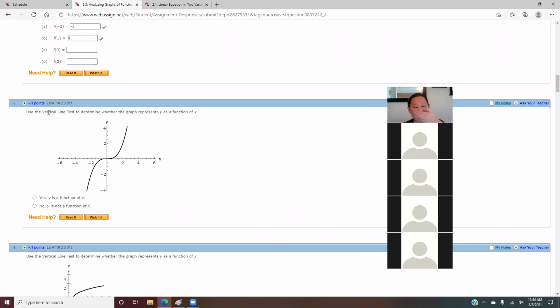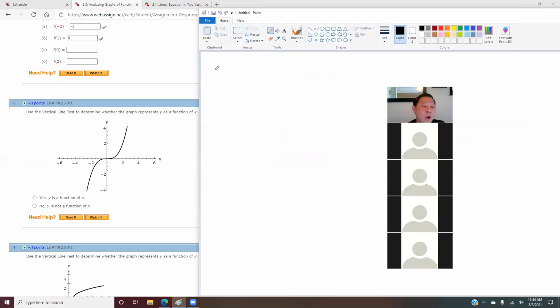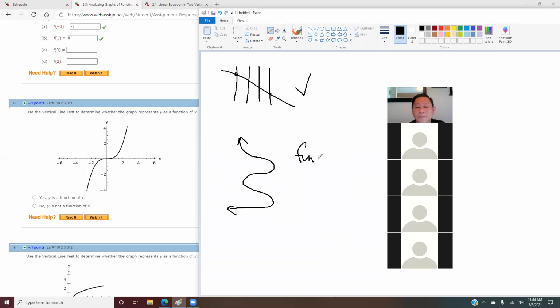Vertical line test. What is a vertical line test? A vertical line test is to test if it's a function or not. You draw all the vertical lines, and if your graph touches each vertical line one time, then this is a function. What happens if I give you something like this? Is this a function or not? No. You can tell by drawing a vertical line, and it crosses more than 1 point. So this is not a function.